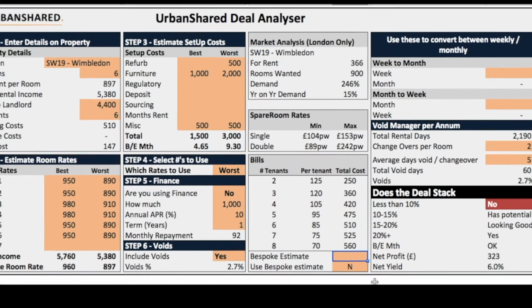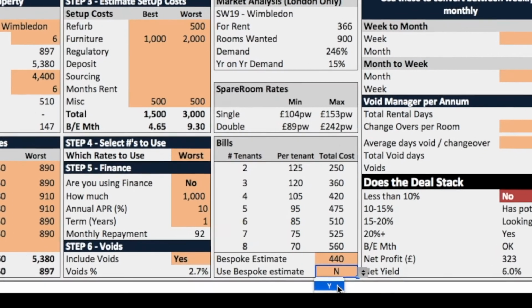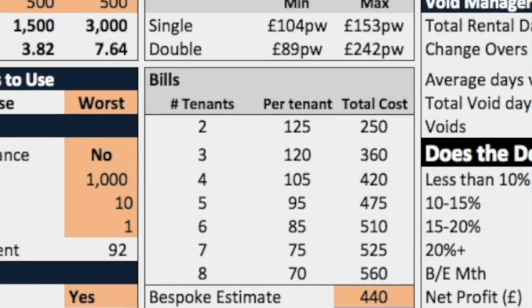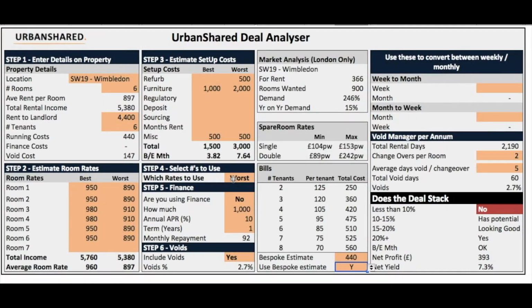For example, you could say, no, I know it's going to cost me £440 and I want to use this figure rather than this figure. So you can see this £440 goes into this particular section here as running costs. So when I'm talking about setting this up now, I've completed the setup process. So if I then select best, what this means is that this analyzer is now using the best case scenario for room rates and the best estimate that we have for setup costs.